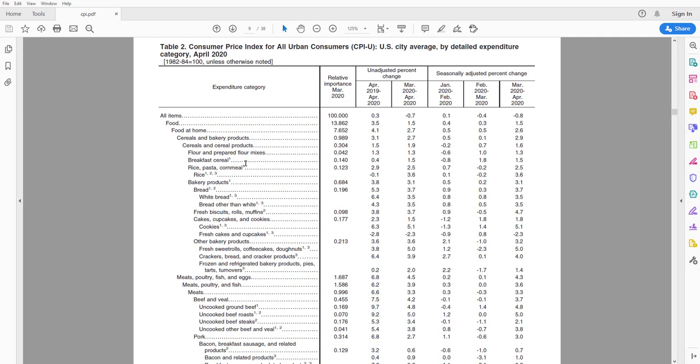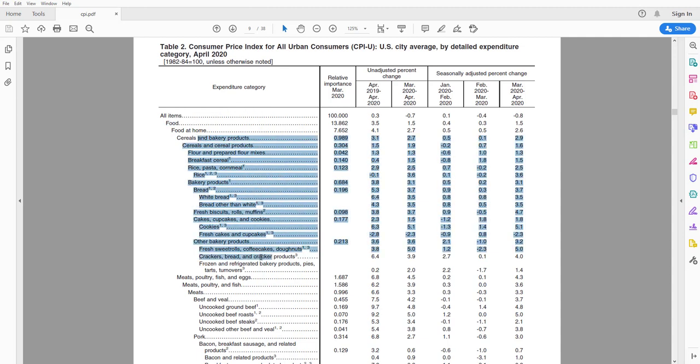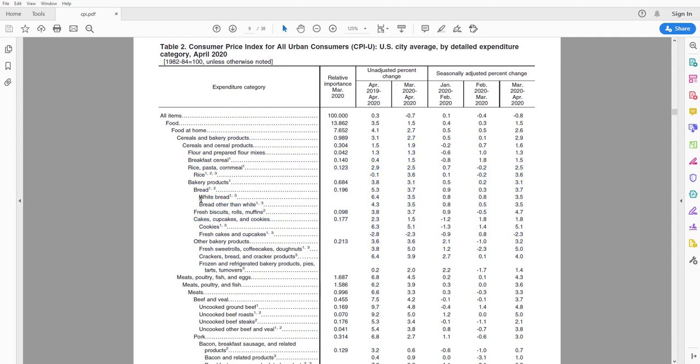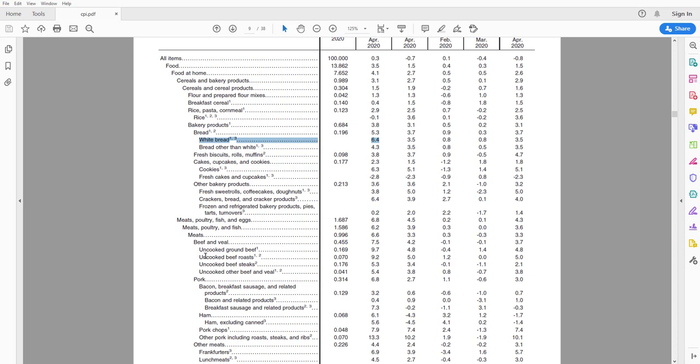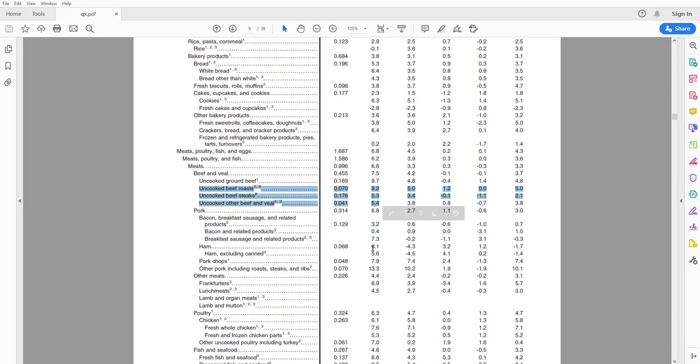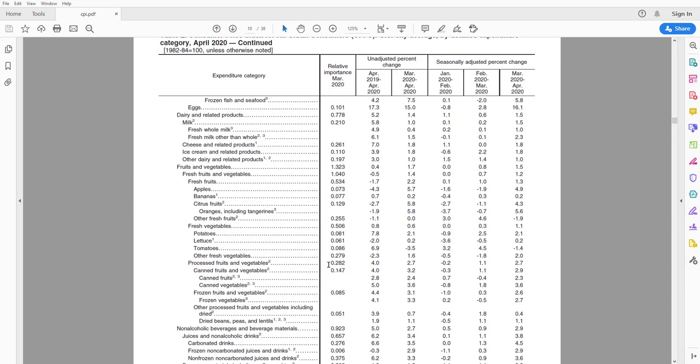If we take a closer look at food items, this is all the types of goods and services that we're going to be buying according to the BLS. We notice that white bread prices increased by 6.4% in this time period. All this beef, uncooked beef roast, uncooked beef steaks, uncooked other beef and veal, their prices increased at a fairly high pace as well. Other pork, including roast, steaks and ribs, one of my favorite food items, increased by 13%, a very high rate of inflation. Eggs increased by more than 17% over this time period. I'm pretty sure a lot of us eat eggs, and the prices have increased very rapidly.